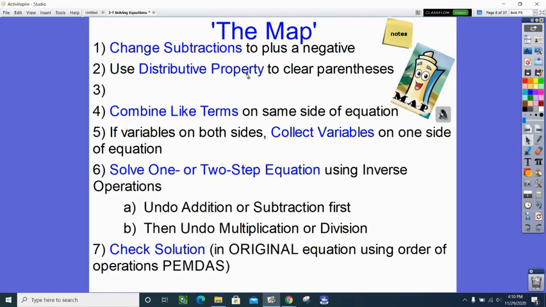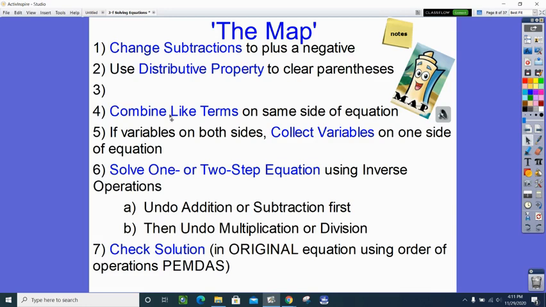So just to finish off the map, the first thing you're going to do is change your subtractions to plus a negative. That's your same change. And like I said, 50% are going to want to do that, and 50% don't. You need to do it if it helps you to make sure you keep your negatives and minuses straight. The next thing you're going to look for is parentheses, and you're going to do the distributive property to get rid of those. We're going to jump over 3.